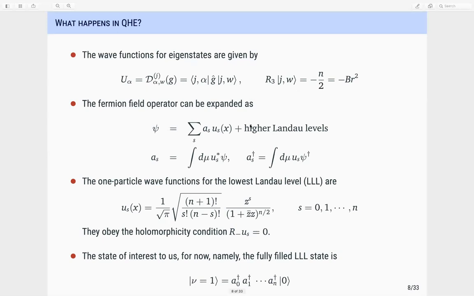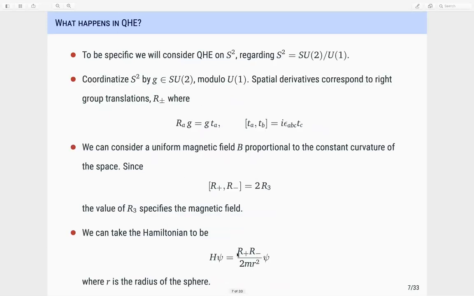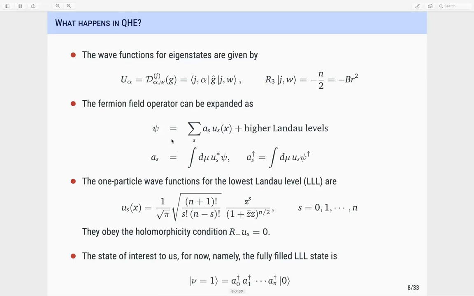The fermion field operator, therefore, if I go back here, look at this eigenvalue equation and solve it, I can express in terms of some annihilation operators A and wave functions. This is for the lowest Landau level, with similar expressions for the higher Landau levels also. Okay. And A sub S, I can obtain from the field operator psi by just the inversion formula.